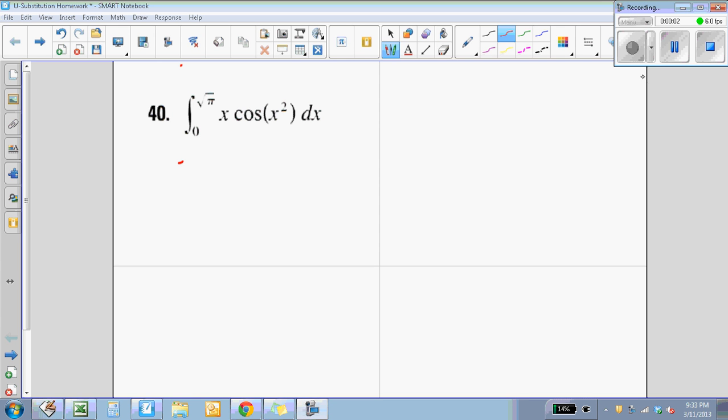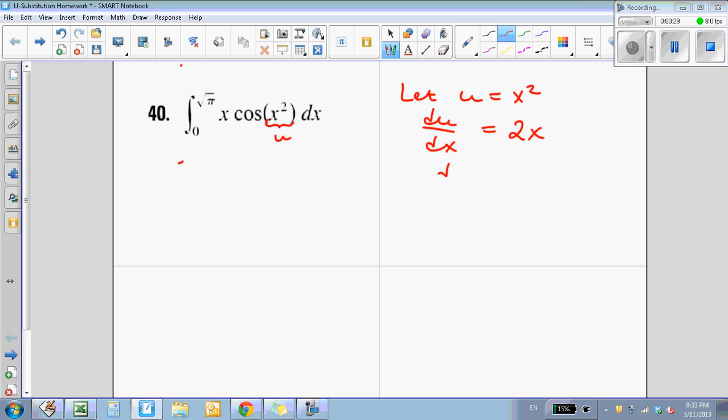Okay, so in this integral, you have a composition of functions because you have a cosine of x squared, so you have to use u substitution. What we're going to try to do is choose our inner function as our u and see if it's going to give us the right setup. So we're going to say that let u be equal to x squared. Then we're going to take the derivative with respect to x, and it's going to be equal to 2x, which means that du is equal to 2x dx.